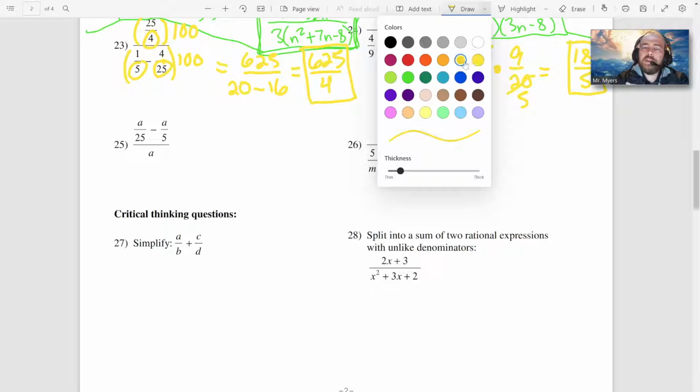So let's switch to a gold. Actually, let's go straight to orange. And put the thickness back to a normal level here.